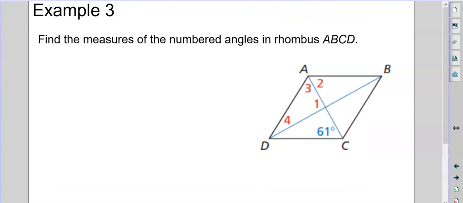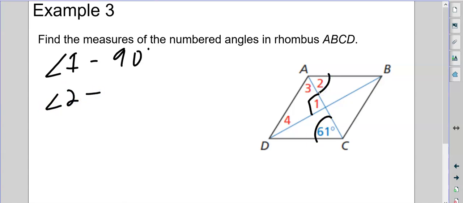All right, find the measure of the numbered angles. Well, angle 1, pretty easy. If this is a rhombus and these are the diagonals, that makes this 90 degrees because they are perpendicular to each other. All right? Angle 2. Well, these are alternate interior angles because it's a parallelogram. Okay, and AC is a transversal. So angle 2 is 61 degrees. But remember, these angles are bisected, which means angle 3 is also 61 degrees.